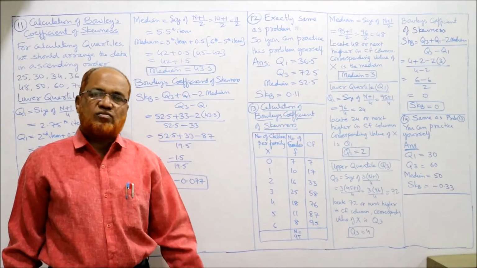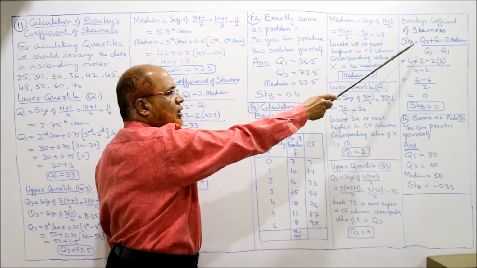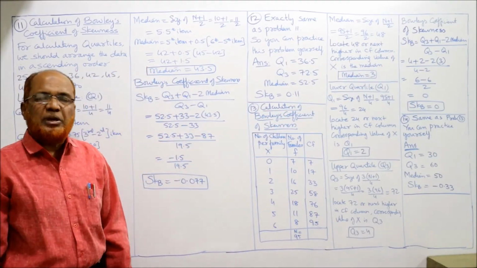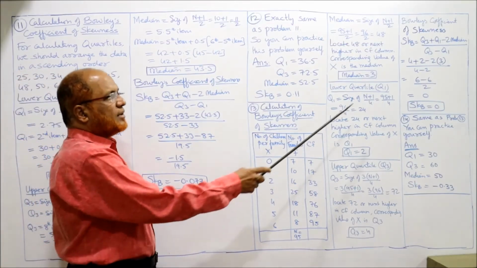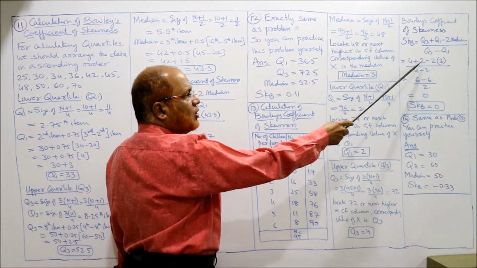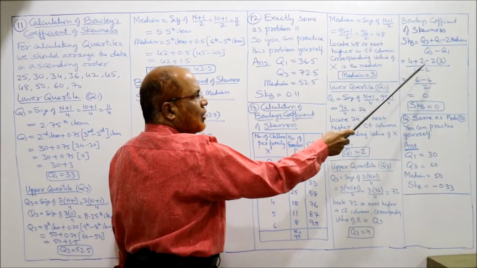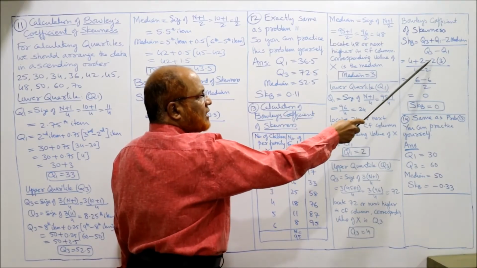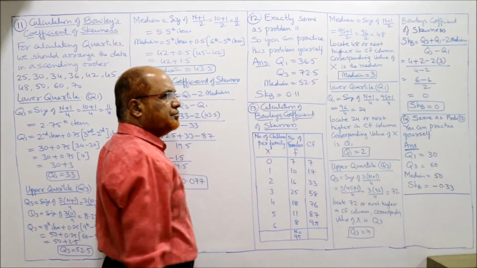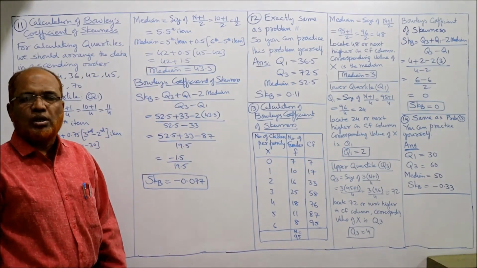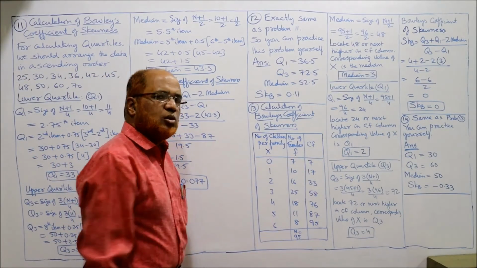Simply we substitute these values in the SKB formula. Bowley's coefficient of skewness SKB is equal to Q3 plus Q1 minus 2 median divided by Q3 minus Q1. You have all the values. Q3 is 4, Q1 is 2, minus 2 into median which is 3, divided by 4 minus 2. So 4 plus 2 is 6, minus 2 times 3 is 6, divided by 2. So 6 minus 6 is 0. 0 divided by 2 is 0 only. So SKB we got 0.